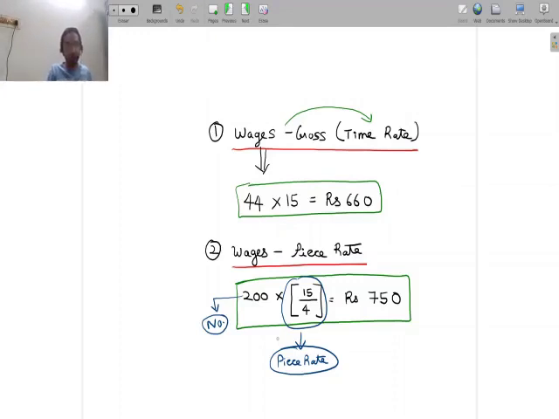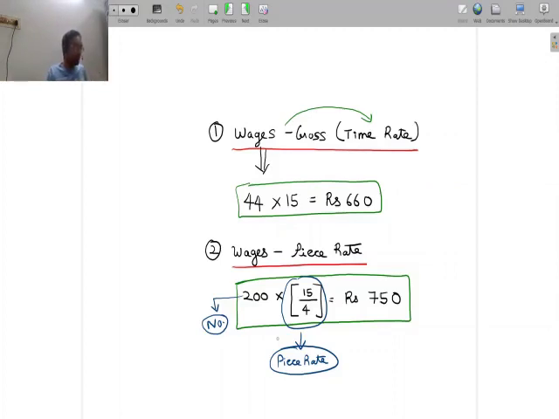But suppose in this week I was able to manufacture only, let's say, 100 units. Then 100 into 3.75 gives me 375 rupees. In that case, I would rather go for the time rate basis. 44 into 15 gives me 660. So it's a tricky thing here. That's why you have something called a piece rate system with a minimum wage guarantee. So probably the system could work like this here.